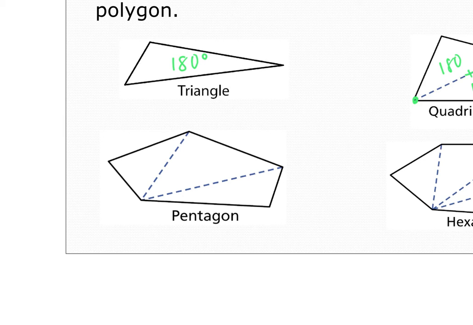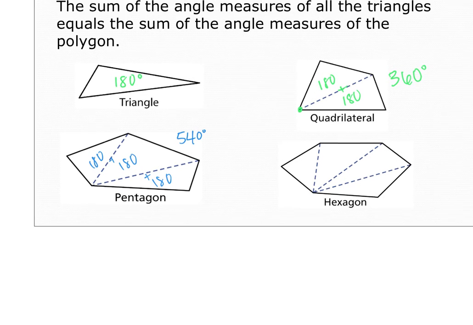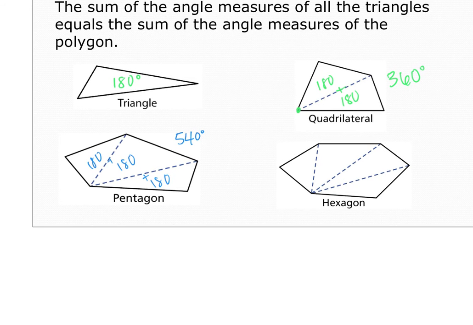Pentagon. How many triangles are formed from the diagonals of a pentagon? There's 3. So it's going to be 180 plus 180 plus 180. So every time I make a triangle. How many degrees are the interior angles of a pentagon going to add up to? Giselle? 540.